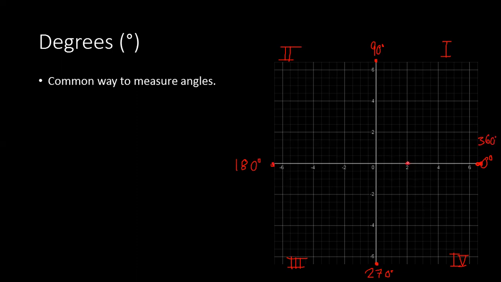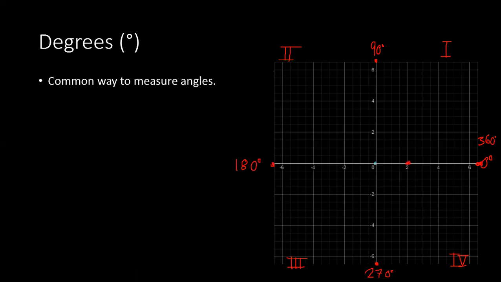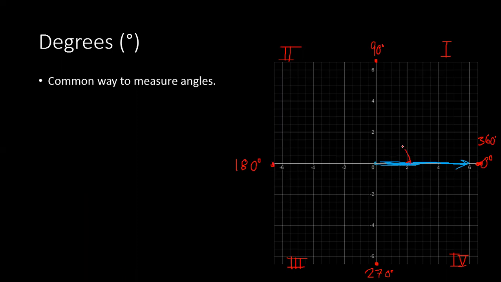Meaning, if this is your initial side, let the blue ray be the initial side, and you rotate in one rotation, that means you form an angle of 360 degrees. So one whole rotation, you form an angle of 360 degrees.